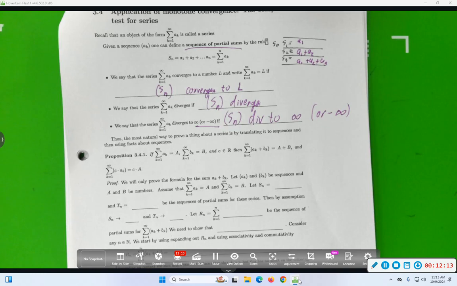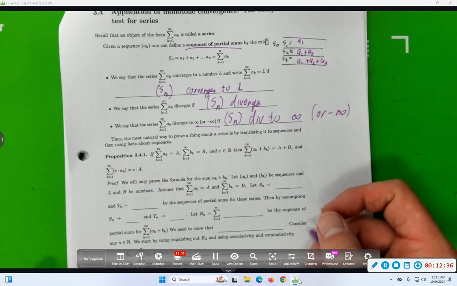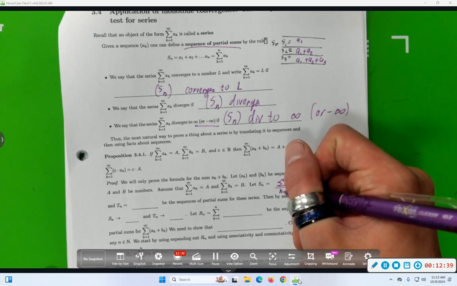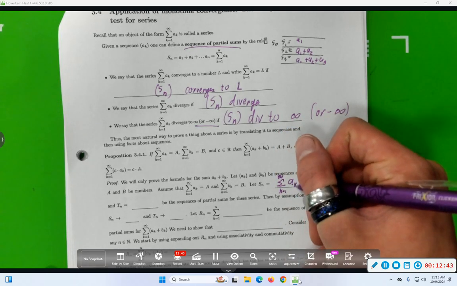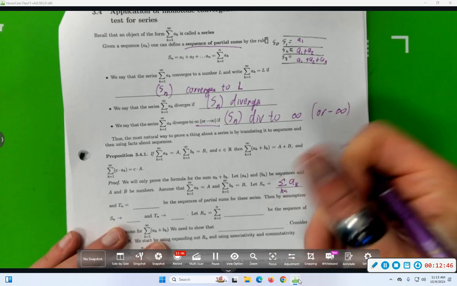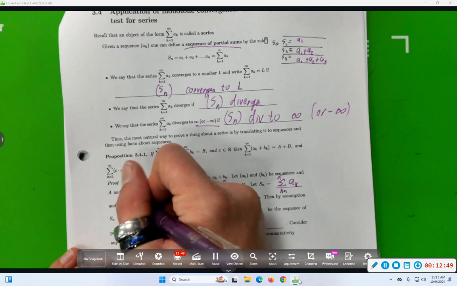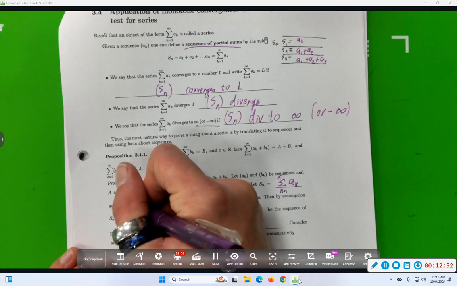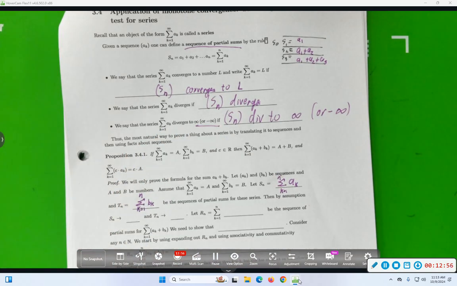Everything inside is about sequences of partial sums though, right? So those series results say things about sequences of partial sums. So let's let Sn and Tn be the sequences of partial sums for the two things. That seem like a sensible thing to do? And let us actually translate to the definition. So let Sn be the sum from k equals 1 to n of ak. Tn be the same thing but for bk. So there are the sequences of partial sums for these series.